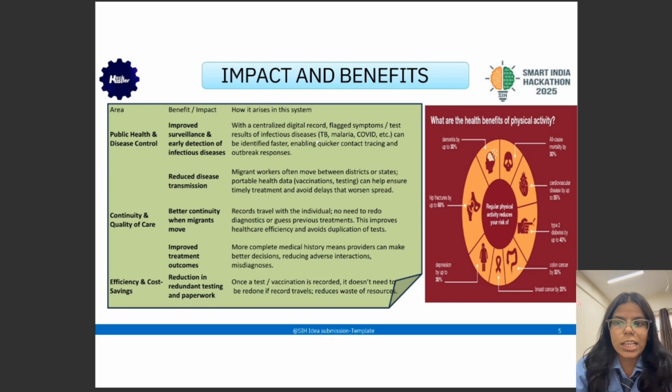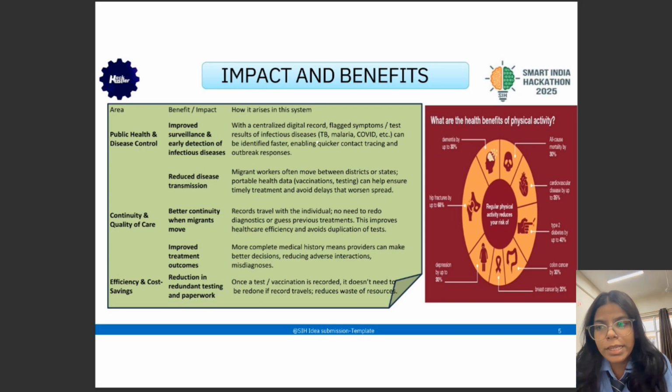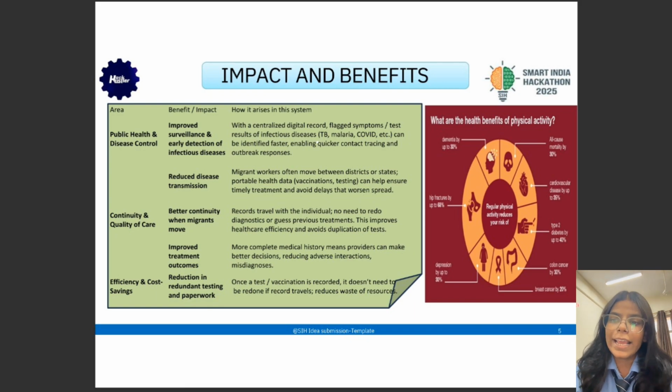And the impact is improved treatment outcomes. A more complete medical history means providers can make better decisions, reducing adverse interactions and misdiagnosis. An example of impact and benefit: during the COVID-19 pandemic, workers with digital vaccination records were able to prove their status quickly and get priority in jobs that required vaccination. This improved both their livelihood and community safety.